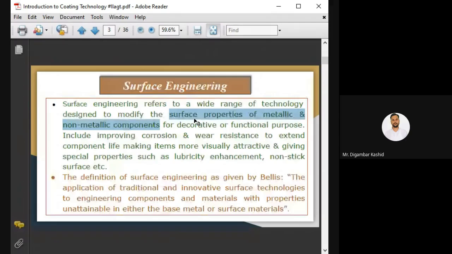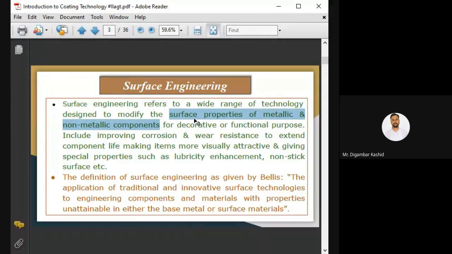Now, this includes improving the corrosion as well as the wear resistance. Okay. If you provide any modification in the surface properties, then definitely your corrosion as well as wear resistance will improve to an extent. Okay, and the component life will also improve.